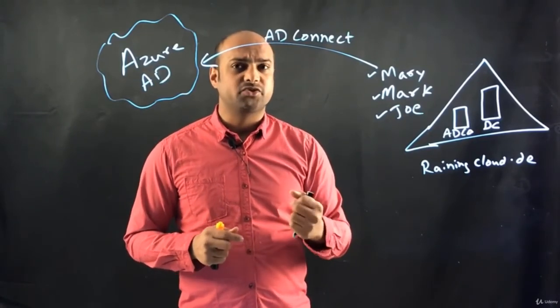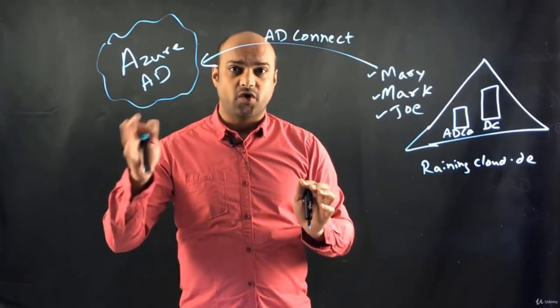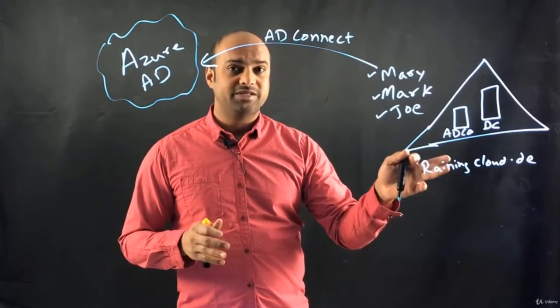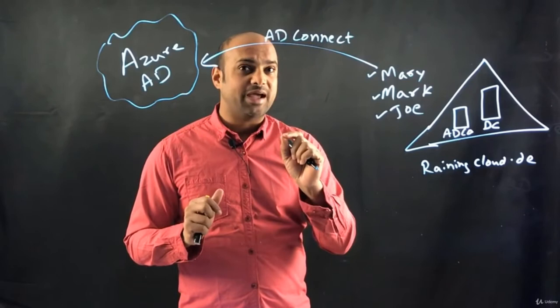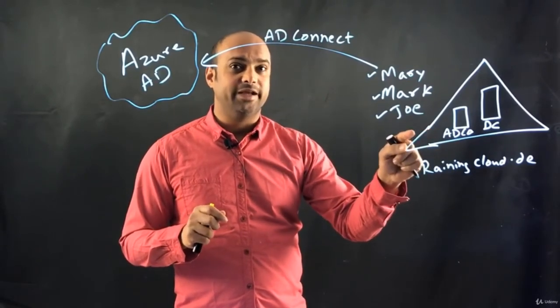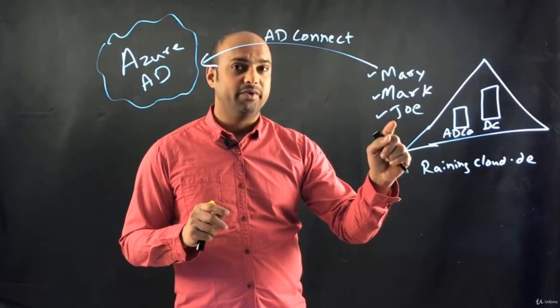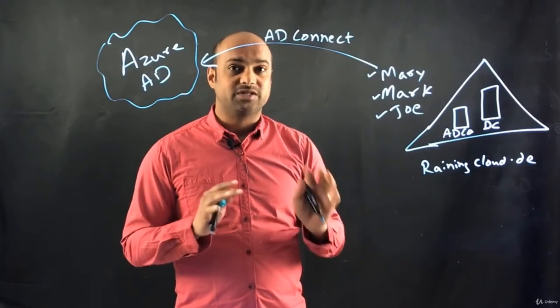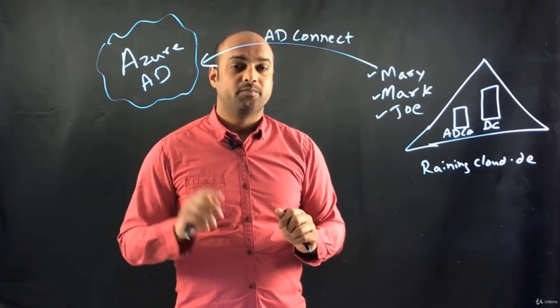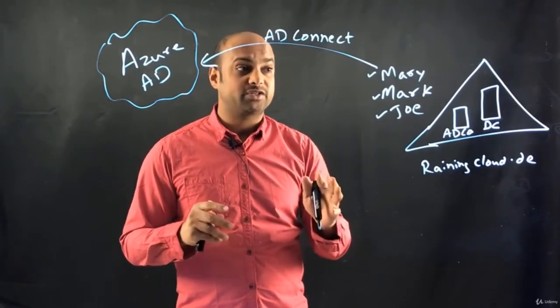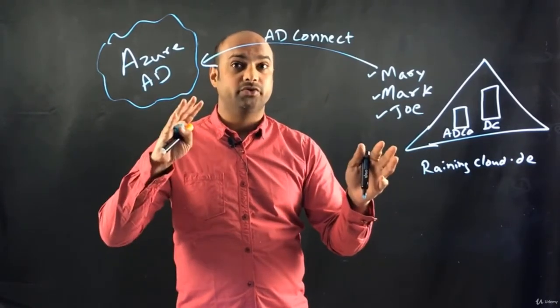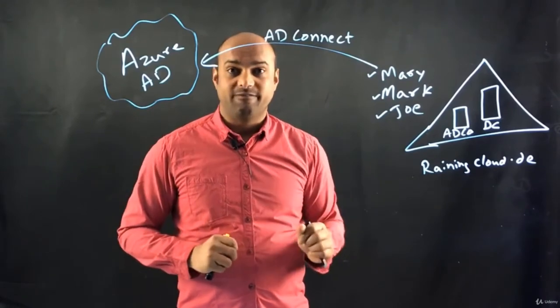Well, there is an option to synchronize passwords from cloud to on-premise. It's called password writeback, but you need to enable that when you are installing the AD Connect tool. Okay, without that, the password does not get synchronized from Azure to on-prem. By default, the password hashes do get synchronized from on-prem to Azure AD, but not vice versa.